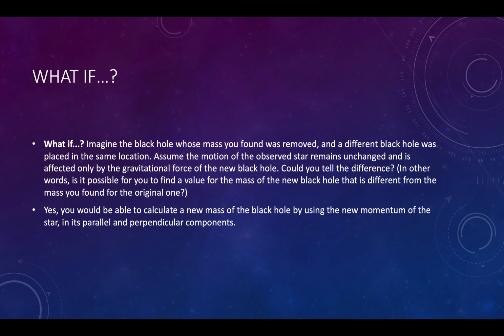If the black hole were replaced by a different black hole with a different mass, you would be able to calculate this new mass based on the trajectory of the star alone. This is because we calculate the mass of the black hole using the net force acting between the two objects, which relies directly on the mass of both objects in the system.